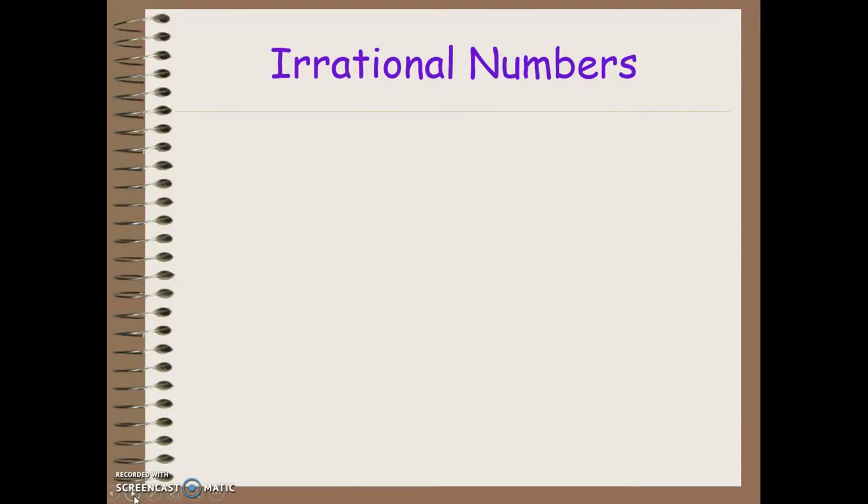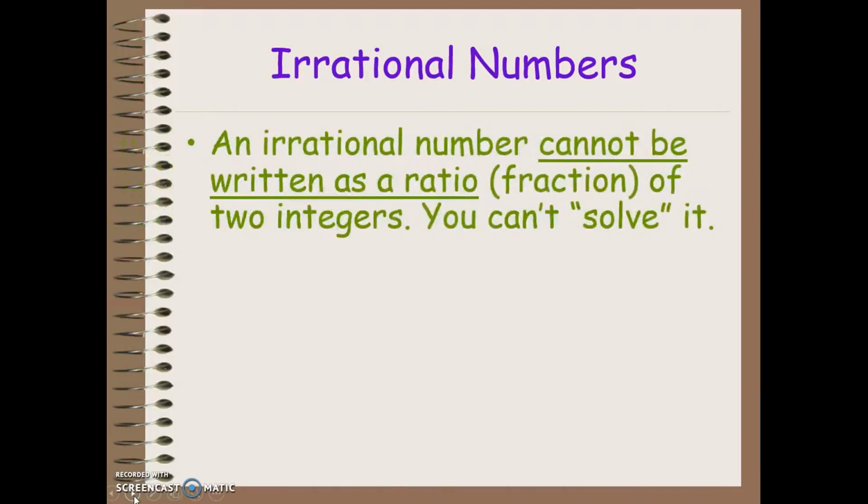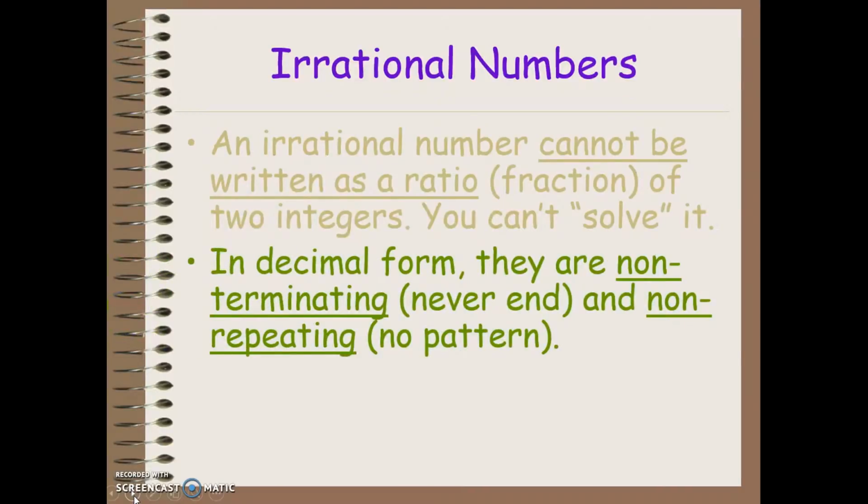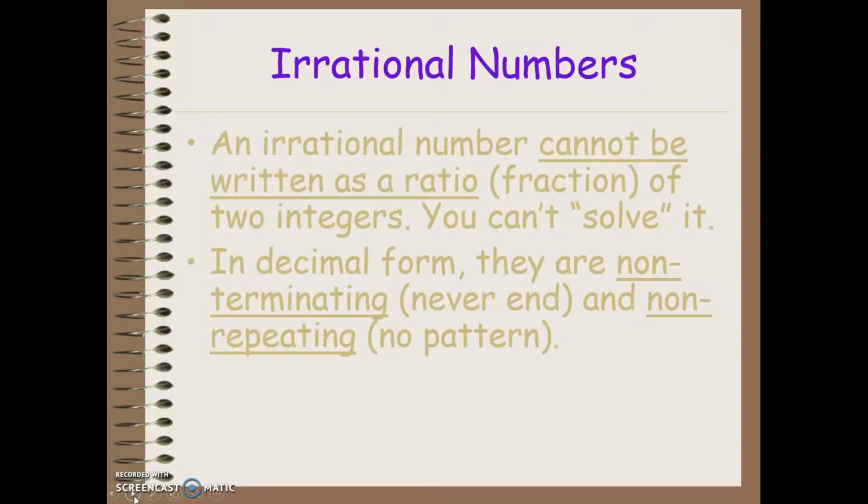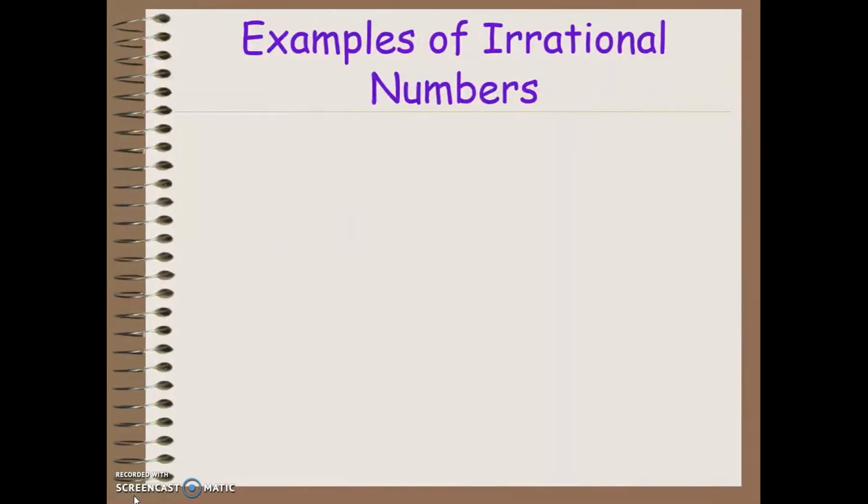Irrational numbers. An irrational number cannot be written as a ratio or a fraction of two integers. You can't solve it. In decimal form, they are non-terminating, that means they never end, and non-repeating, there's no pattern. Here are some examples of irrational numbers.